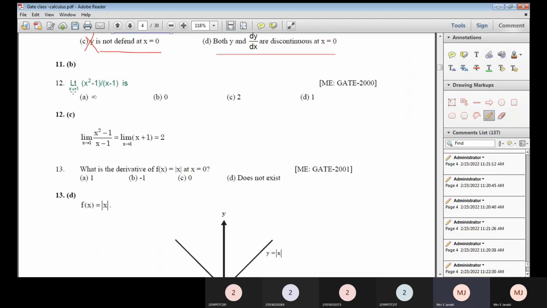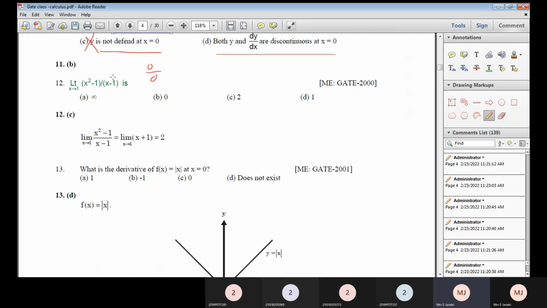In the next term, limit x tends to 1, x square minus 1 by x minus 1. How to calculate this? So here, we'll apply the 2 rules. When I substitute x tends to 1 directly, what will we get? 1 square minus 1, we get 1 minus 1, 0. And the denominator, substituting x tends to 1, 1 minus 1, 0. So we are getting indeterminate form.